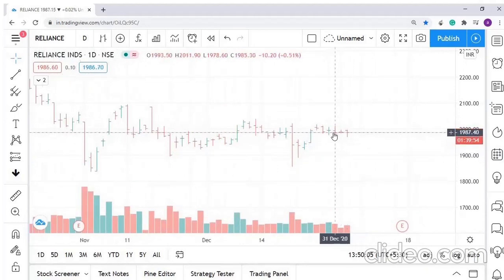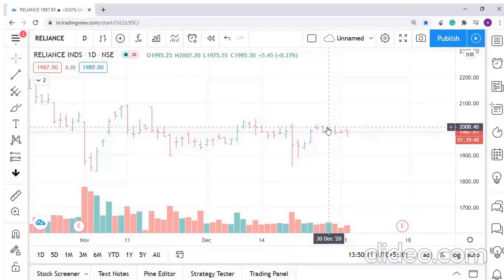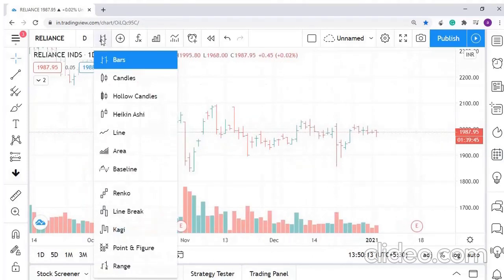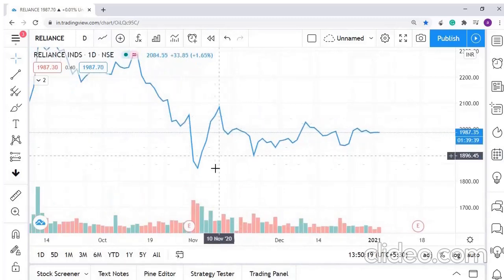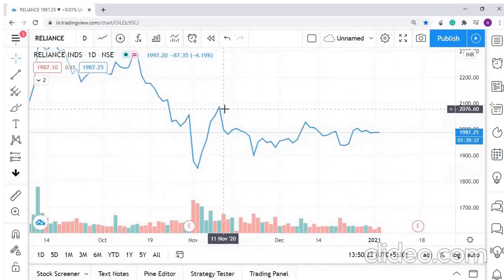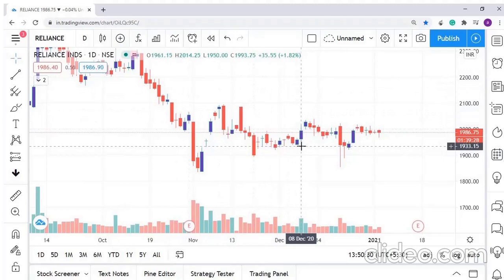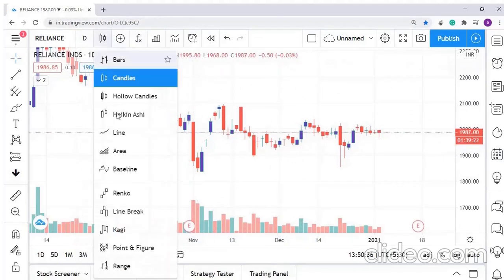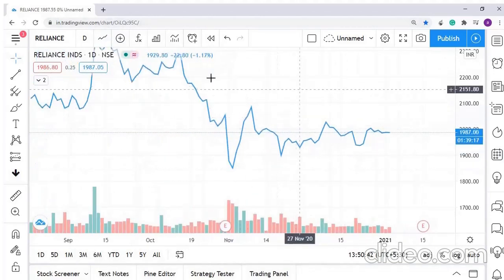The left side shows the opening and the right side shows the closing, and it made some low and high during the day. Okay, cool. So let's just have a look at the line chart. The line chart shows only 1 point, which is the closing price. The previous charts, bar or candle, show 4 price points: the opening, closing, the high during the day and the low during the day. On the other side, line just shows the closing price. Okay, I hope that's clear.